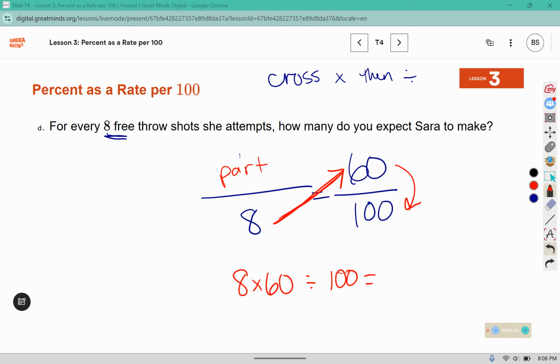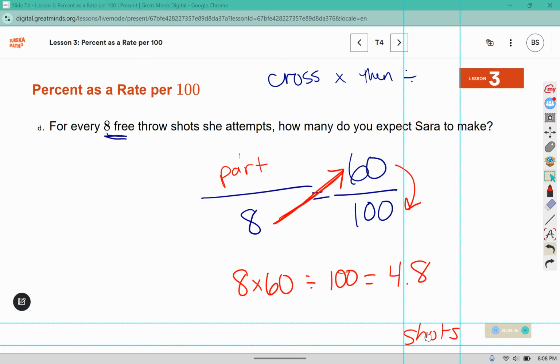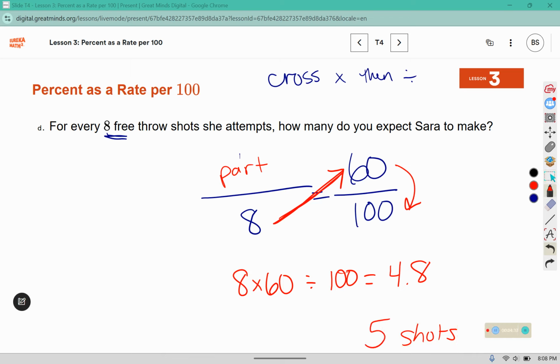8 times 60 divided by 100 is 4.8. But you can't make a 0.8 of a basketball shot. You either make it or you miss it. Since this is closer to 5, we're going to say we expect her to make around 5 shots.